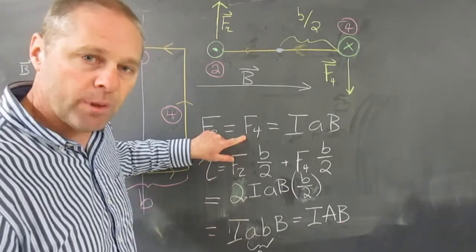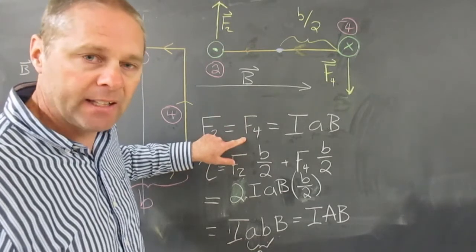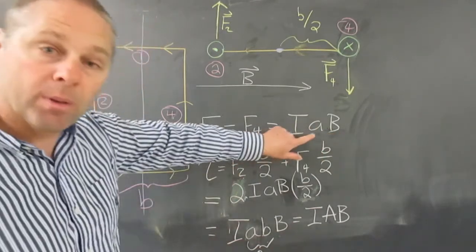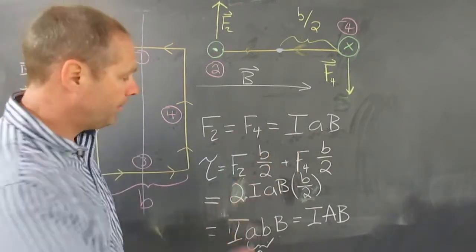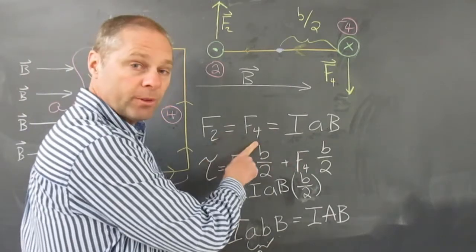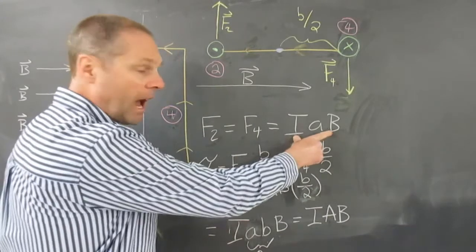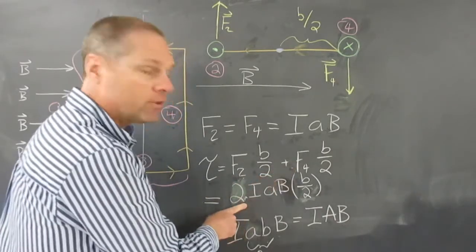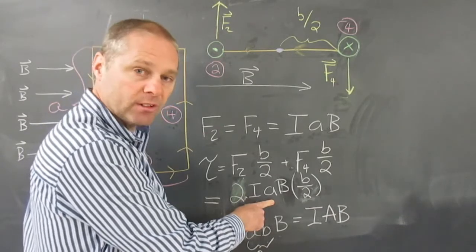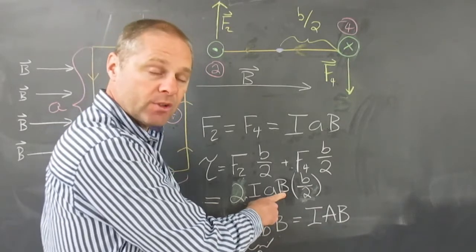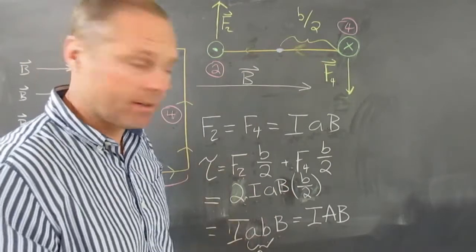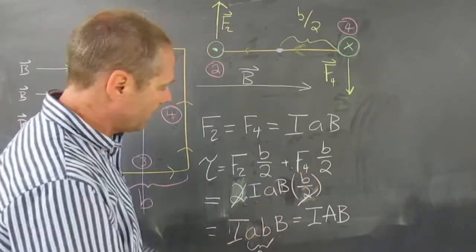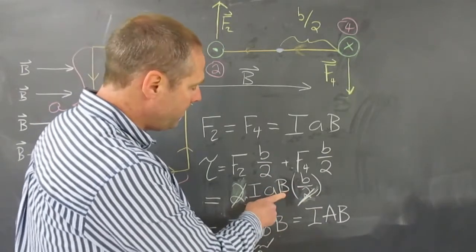Now, we just concluded a little while ago that the force due to the magnetic field is going to be the current times the length A times the magnetic field B. Therefore, we can plug this into our force. Force 2 and force 4 are going to be equal to one another. If we plug IAB in for force 2 as well as force 4, we're going to get twice I, which is current, A, which is the length of sides 2 and 4, times B, which is the strength of the magnetic field, times this distance here, which is going to be b over 2. The 2's will cancel, and what we end up getting is I, A, b, B.